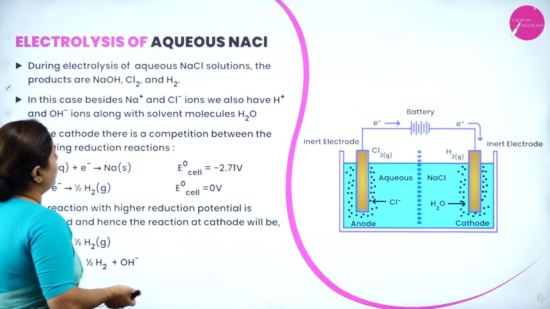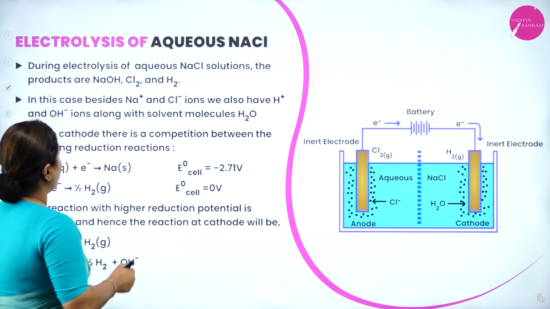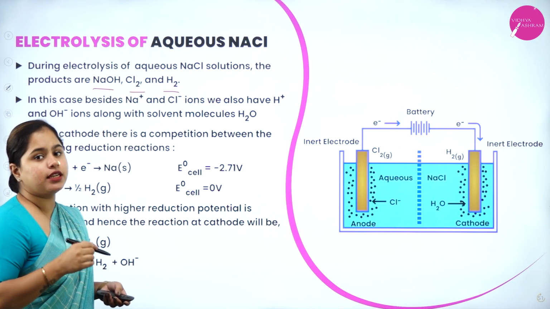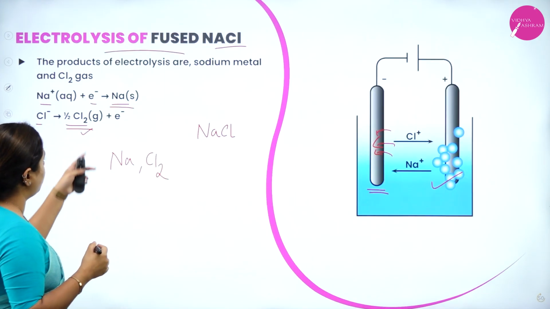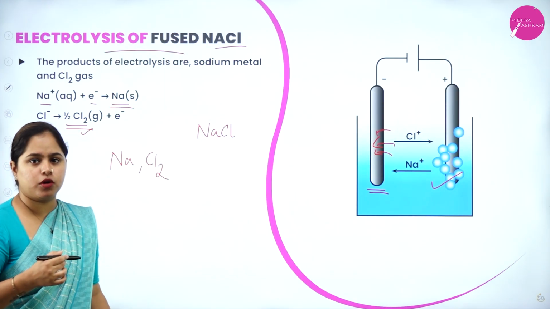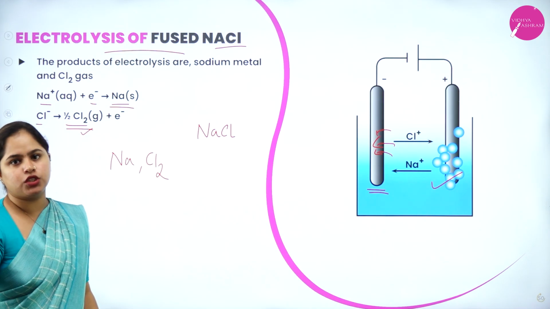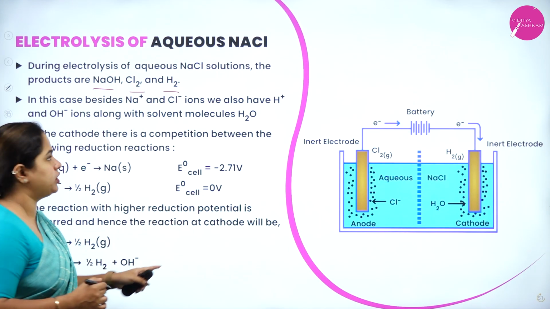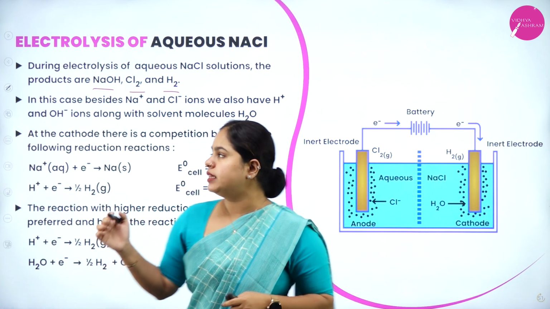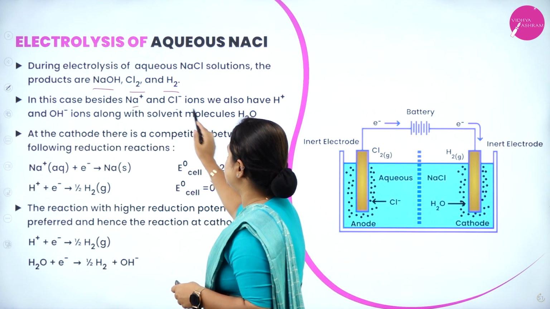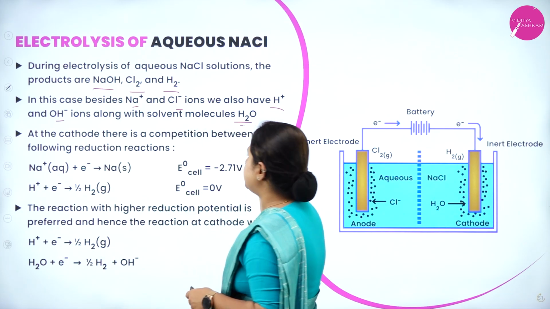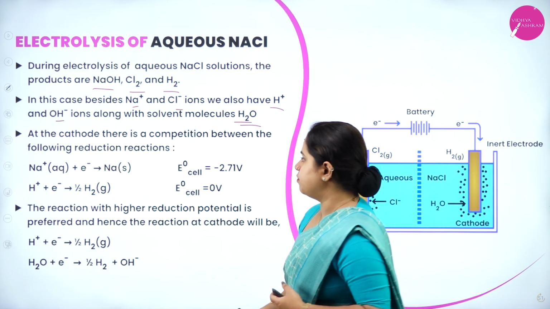During electrolysis of aqueous sodium chloride solution, the products are sodium hydroxide, chlorine gas and hydrogen gas. So you can see the difference here itself. What are the products formed when we are using fused sodium chloride? It is just sodium and chlorine gas. Here you are getting sodium hydroxide, chlorine gas and hydrogen gas. So let's see what is happening. In this case, besides Na plus and Cl minus ions, we also have H plus and OH minus ions, which come from water. Already I have mentioned this.